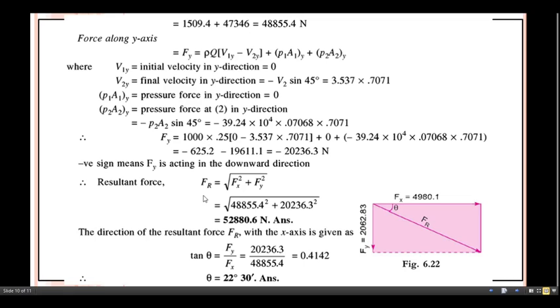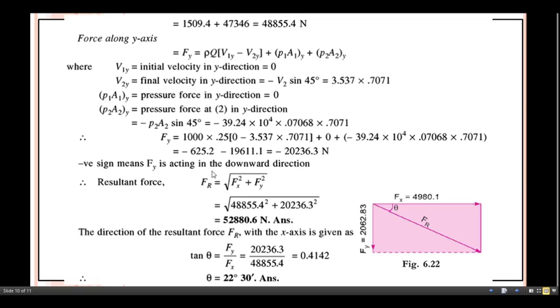From this, we have developed this relation: Fy equals ρQ into (V1y minus V2y) plus P1A1y plus P2A2y. Just focus here. The initial velocity in the y direction is 0. Similarly, the pressure force in the y direction is also 0. Now substitute everything here and get the value for Fy. After doing the calculation, we get Fy as minus 20,236.3 Newton.